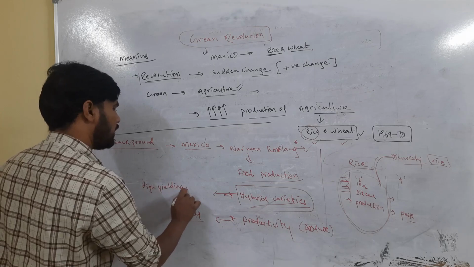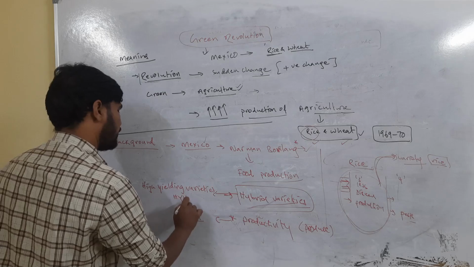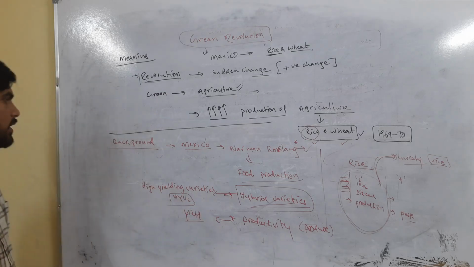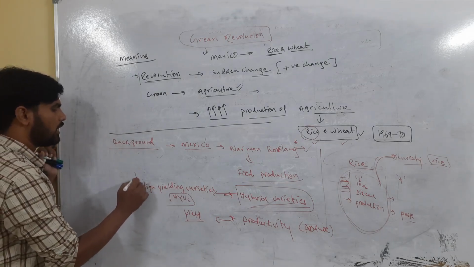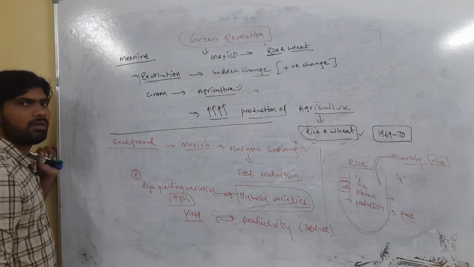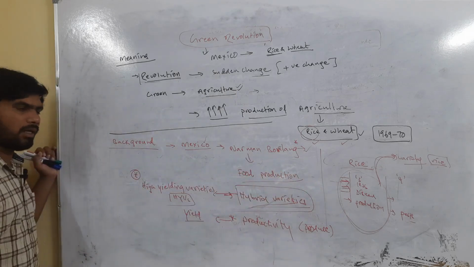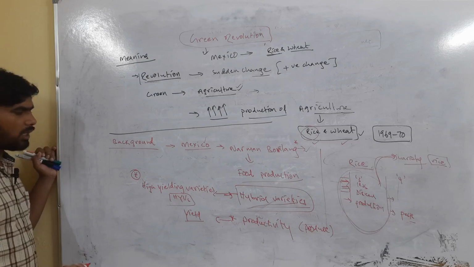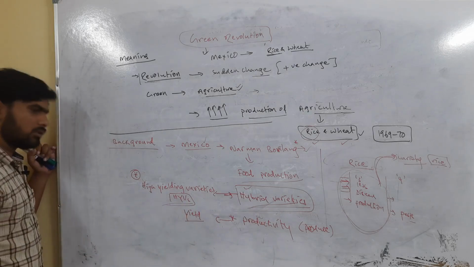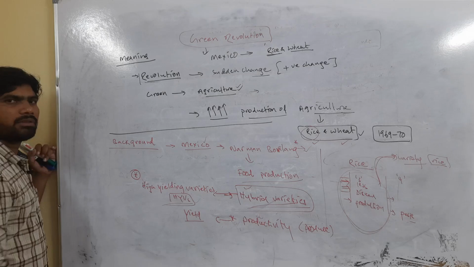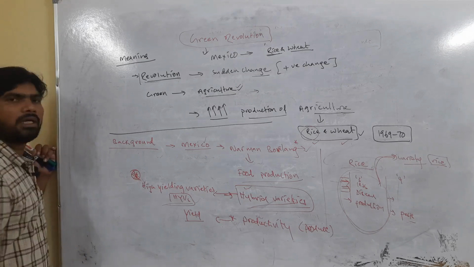Simply they are called HYVs. We can say the use of high yielding varieties of seeds, or HYVs, is at the heart of the Green Revolution. So instead of cultivating the normal varieties which were normally available at that time, the farmers were encouraged to cultivate these hybrid varieties called high yielding varieties, simply HYVs. This is the important change that we brought in through the Green Revolution.